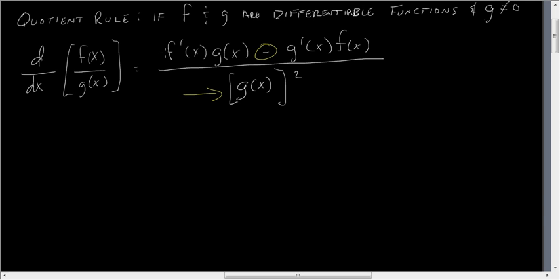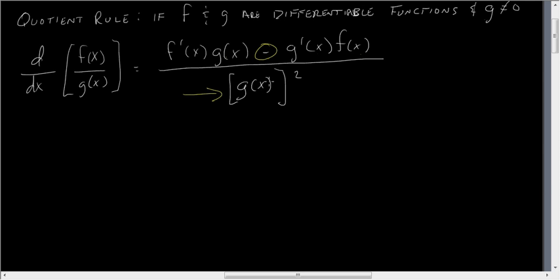If f and g are differentiable functions, meaning individual derivatives exist, and g of x is not 0, because we can't divide by 0, so g of x can't be 0, then the derivative of the quotient of the two, or f divided by g, order matters here, be very careful. The derivative of the top divided by the bottom is equal to the derivative of the top times the bottom minus the derivative of the bottom times the top, all over the bottom squared.